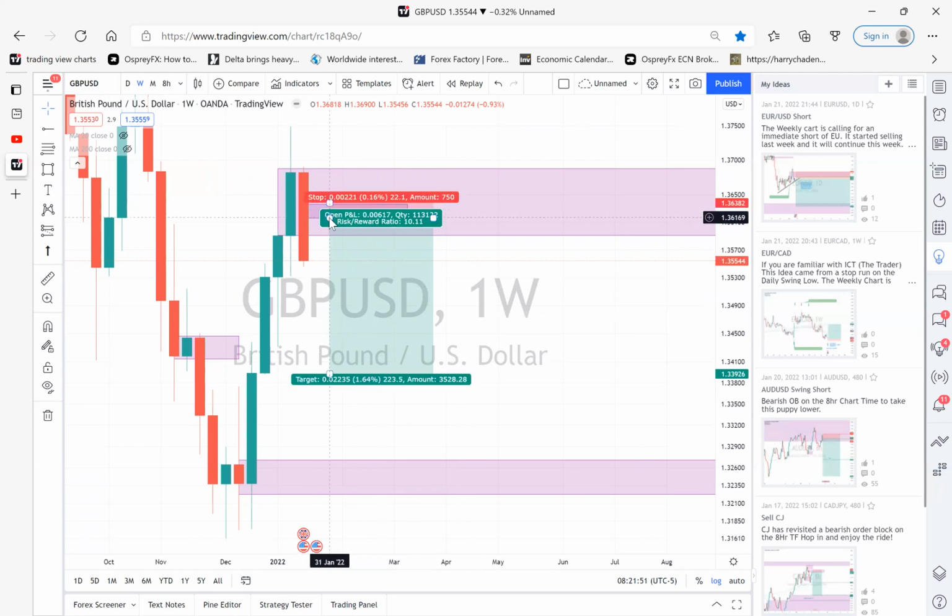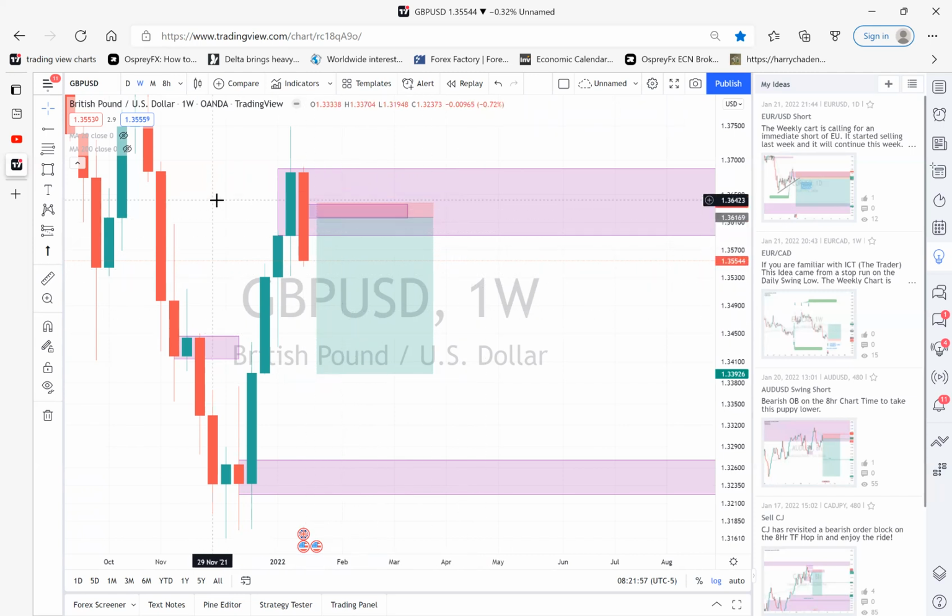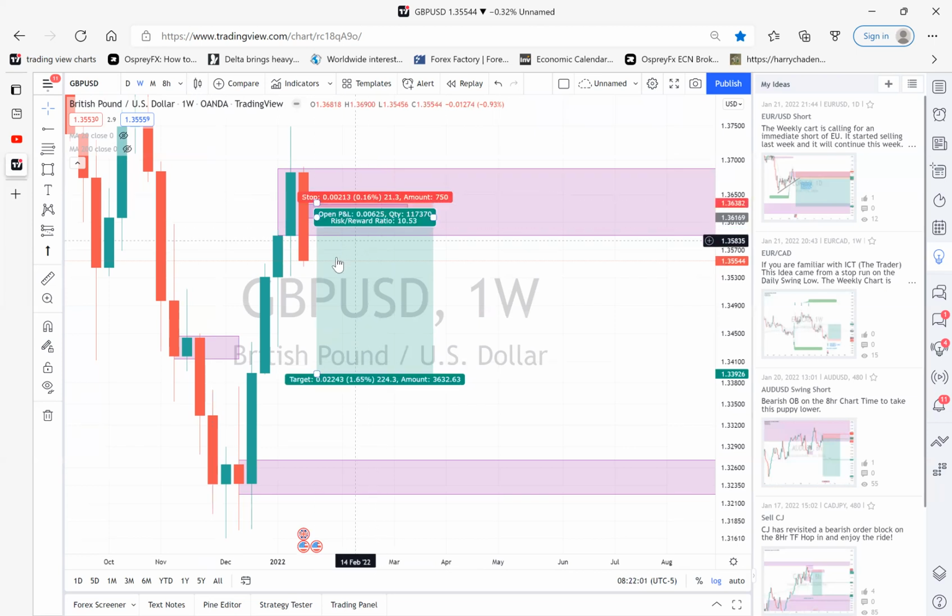And that's just one entry. If you have multiple entries on this trade, which you should, because this is a weekly setup, it might take a week, it might take 2 weeks, it might take 3 weeks, but you should have several entries. You should have several more entries that pay a 10 to 1 RR.